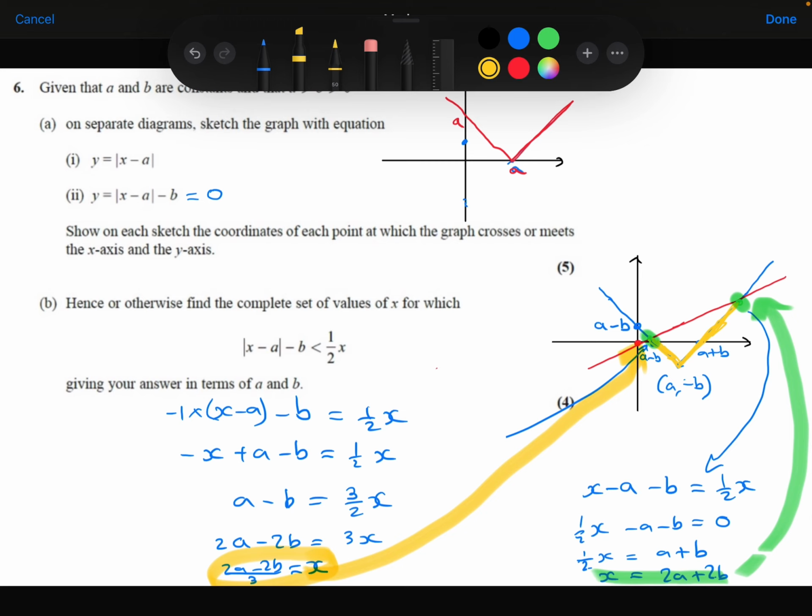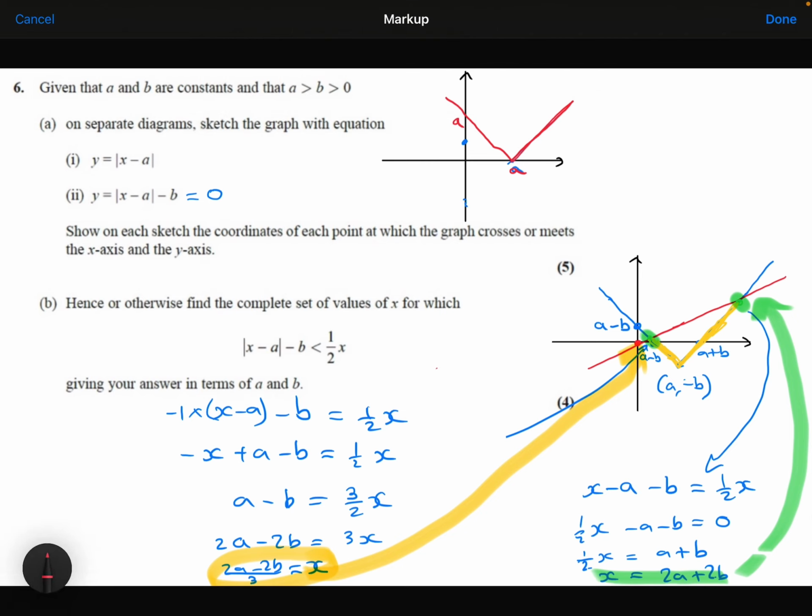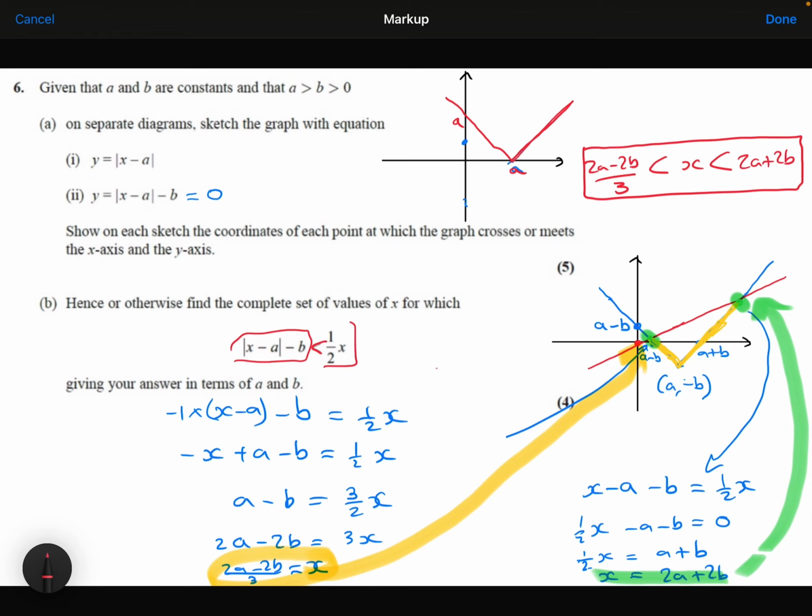And like I said previously, as long as x is in between those values, so as long as x is bigger than 2a minus 2b over 3 and less than 2a plus 2b, if x is between those two values, then our modulus graph is less than the half x graph.